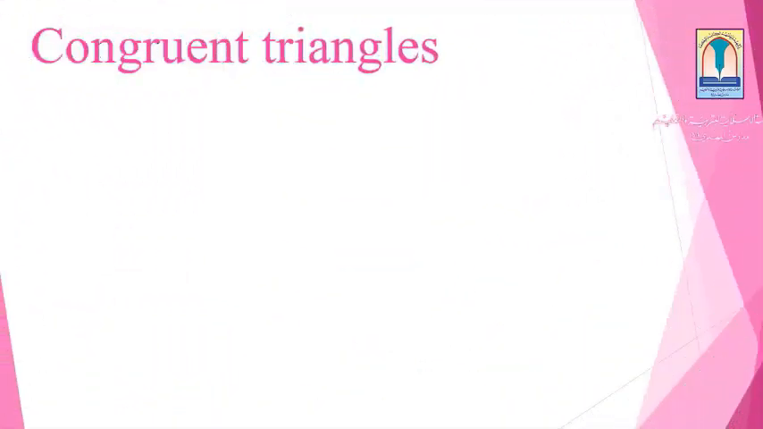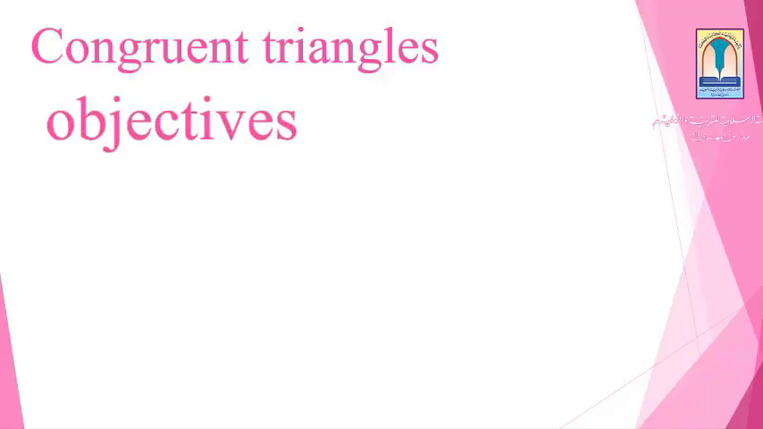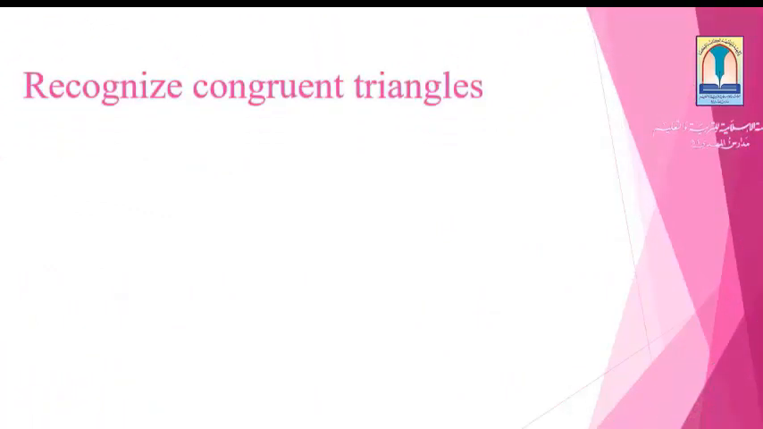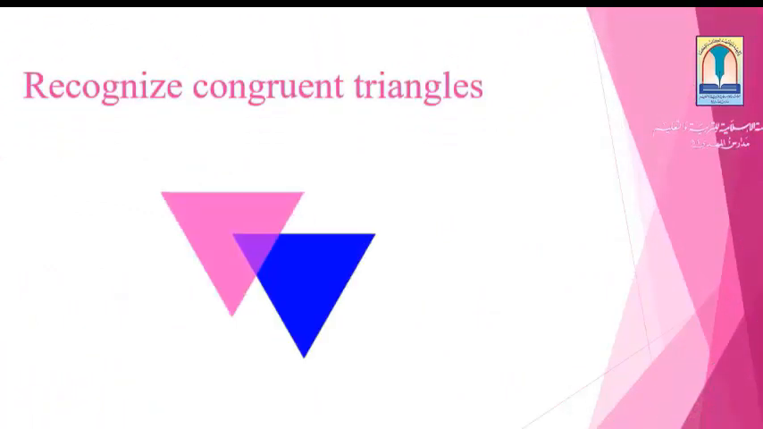In this chapter, we will talk about congruent triangles and how to prove them. Our objectives for today are to recognize congruent triangles, and to recognize that two triangles having respectively equal sides are congruent. We will begin first by defining congruent triangles.